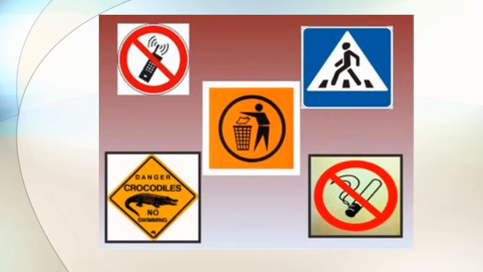Look at the signs, please, where you can see them. So we can see them in the streets and in different places. And what do they indicate? So they can indicate warnings, obligations, or prohibition, right?